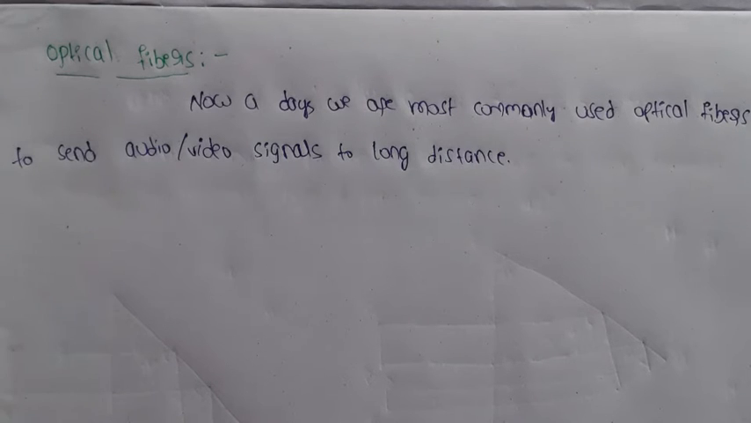Optical fibers are what we see in homes: cable wires used for Tata Sky and DTH, where cables are compulsory. Those cables are called optical fibers. What are they doing? Just sending audio or video signals over long distances.